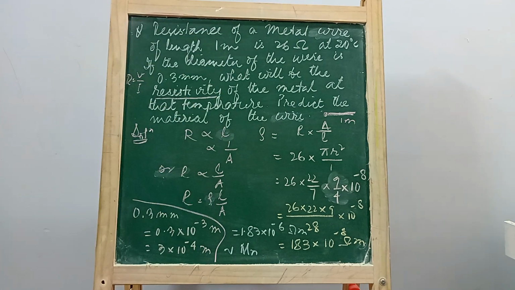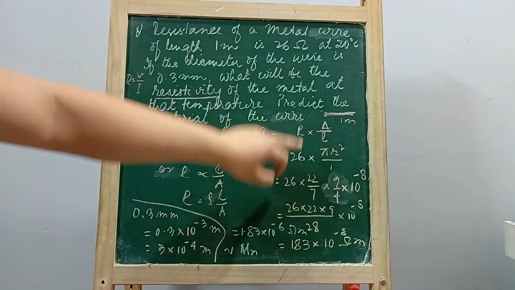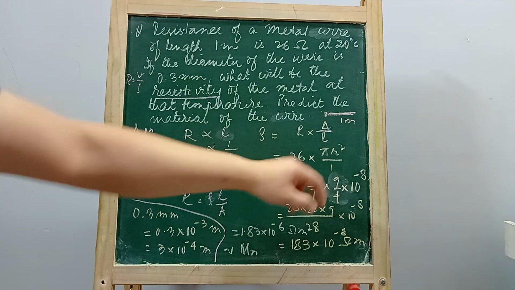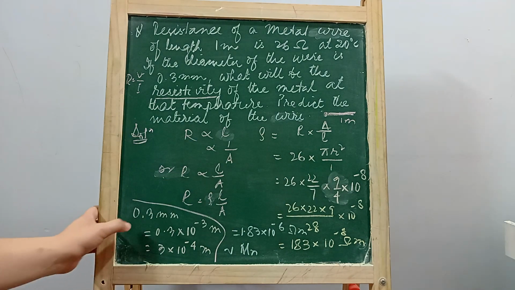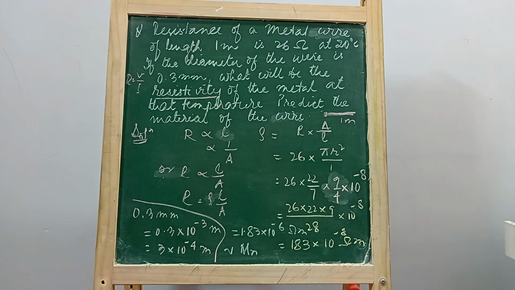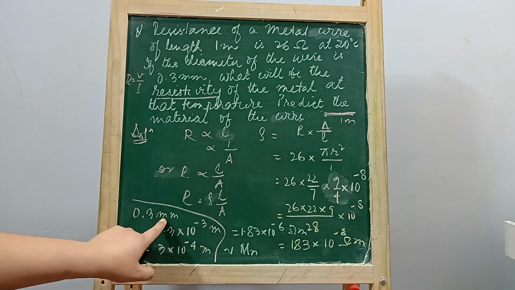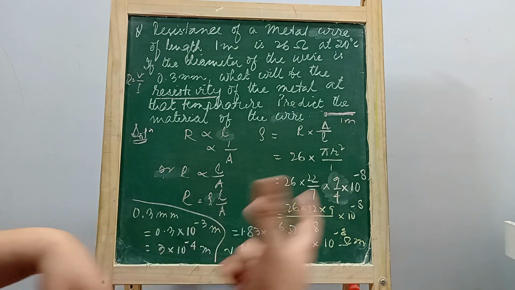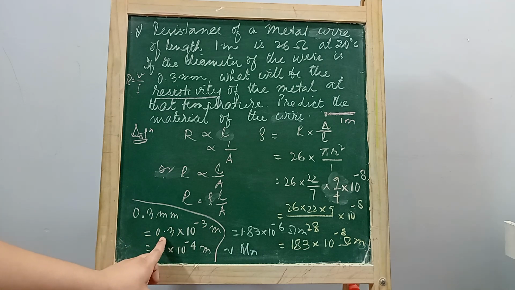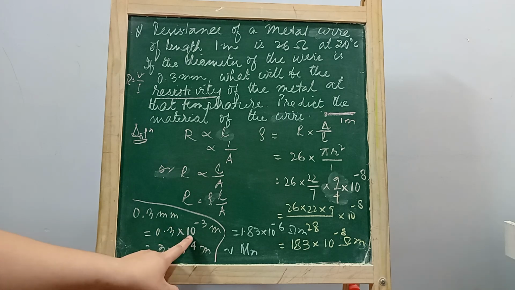So let's put the values of all the things that we have got. The resistance is 26 ohm. Area will be pi r square. Pi is 22 by 7. What is the radius? Coming to the diameter, 0.3 millimeter. How will you make this simpler? 0.3 milli means what? 10 to the power minus 3, converting to meter, which is the standard unit of length. So it means 0.3 multiplied by 10 to the power minus 3. Then let's remove the decimal by moving it one place to the right.